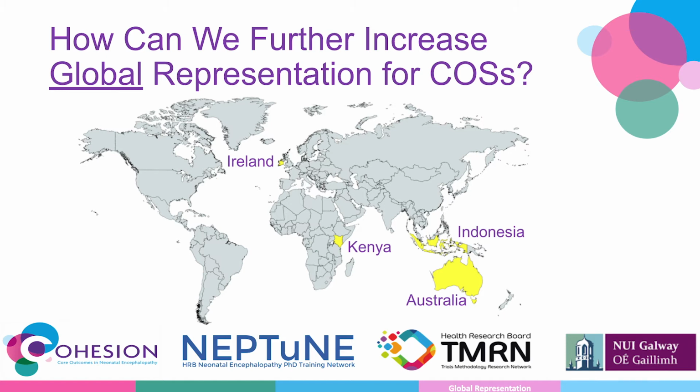Next, we will look at increasing global representation for COHESION. Many core outcome sets are limited to participants in higher income English-speaking countries, due to different reasons such as ethics, language barriers, costs, feasibility and time. However, in COHESION, we are going to conduct interviews with parents in 2 high-income countries and 2 low to middle-income countries. The high-income countries being Ireland and Australia, and the low to middle-income countries being Kenya and Indonesia. And all interviews will be carried out in the local language of these locations.